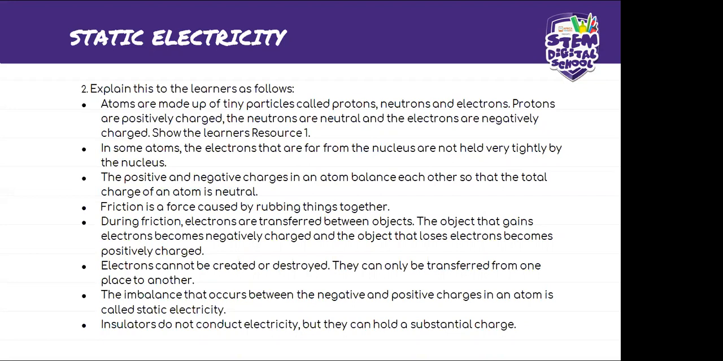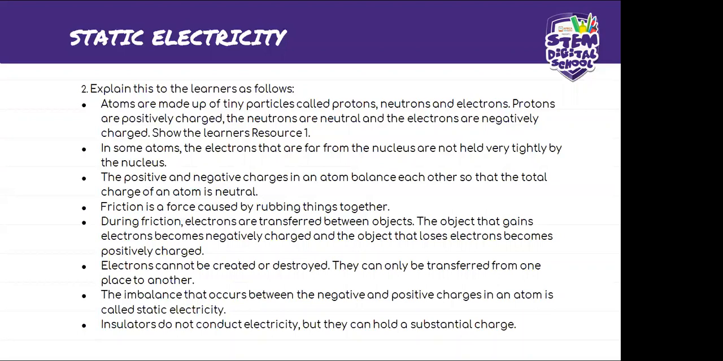The imbalance means not equal. So you have electrons moving from one atom to the other. In this atom, you have the protons more than the what? The electrons. Then here, you have the electrons more than the positive. So that is an imbalance. Okay. Insulators do not conduct electricity, but they can hold a substantial charge. Substantial charge simply means they can hold a certain quantitative amount of charge.